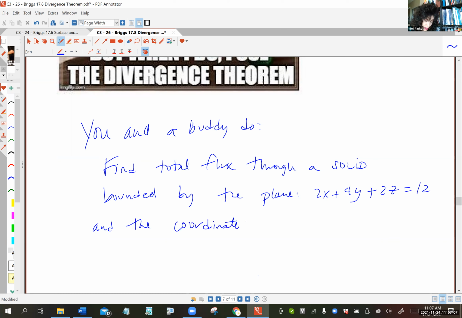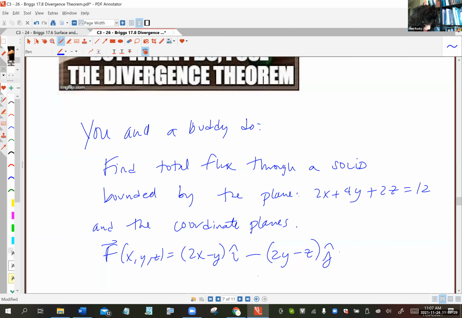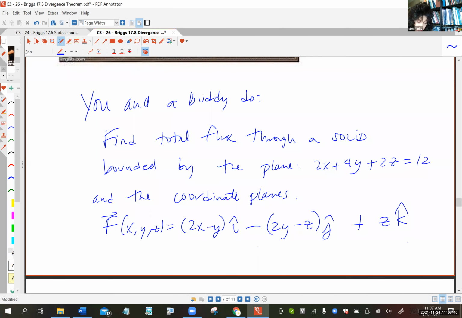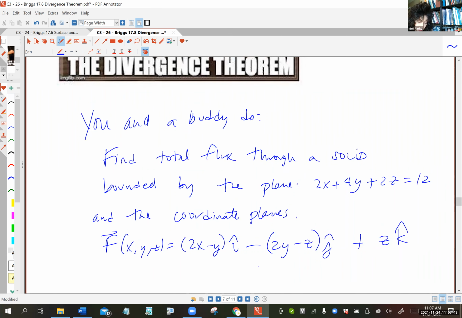Okay, so you know it's going to be in the first octant, right? I'm giving you a hint. And the vector field is this vector field right here, F(x,y,z) is equal to (2x minus y) i hat minus, be careful with that minus, the quantity (2y minus z) j hat plus z times k hat. Okay, so there is your vector field. Everybody got that? Just give me a moment. Okay, copy it down.